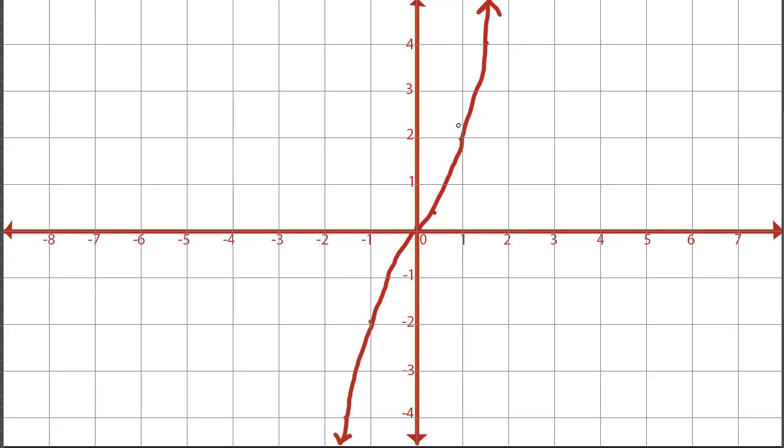If you just think of it as rotating this whole graph in this direction, you'll see that that rotation will take this portion of the graph and rotate it around and put that same part of the graph right down here. So this has rotational symmetry of 180 degrees, or it is symmetric over the origin. Therefore, this function is an odd function.